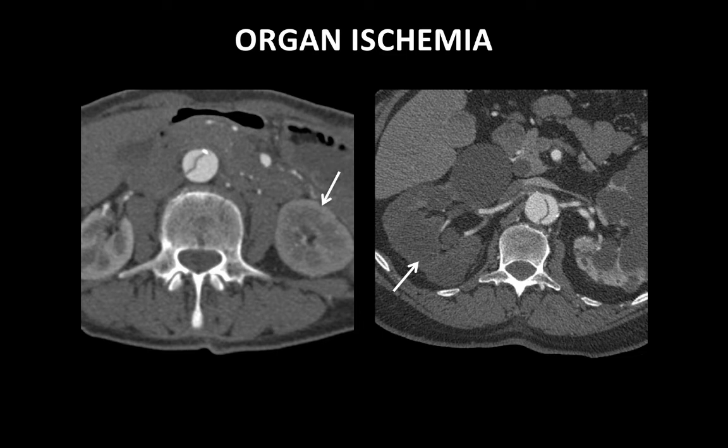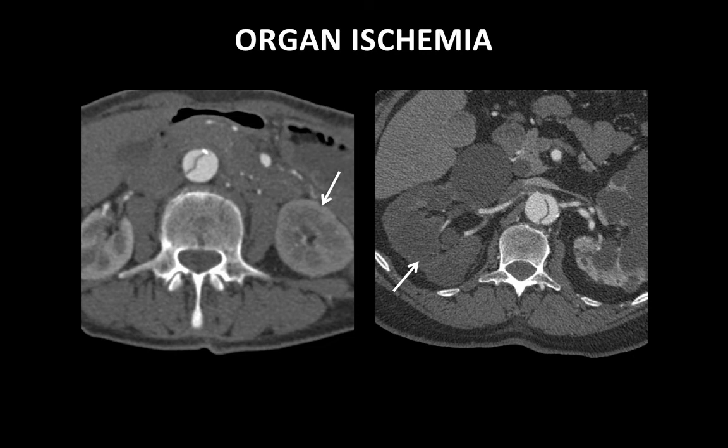And that can be due to either extension of the dissection into the renal artery and occluding the renal artery, or it can be a dynamic phenomenon. For example, if the false lumen causes the intimal flap to obstruct the origin of the renal artery. And so in this slide here, I'm showing you two examples of patients that presented with acute renal injury due to hypoperfusion because the aortic dissection involved and extended into the renal arteries.